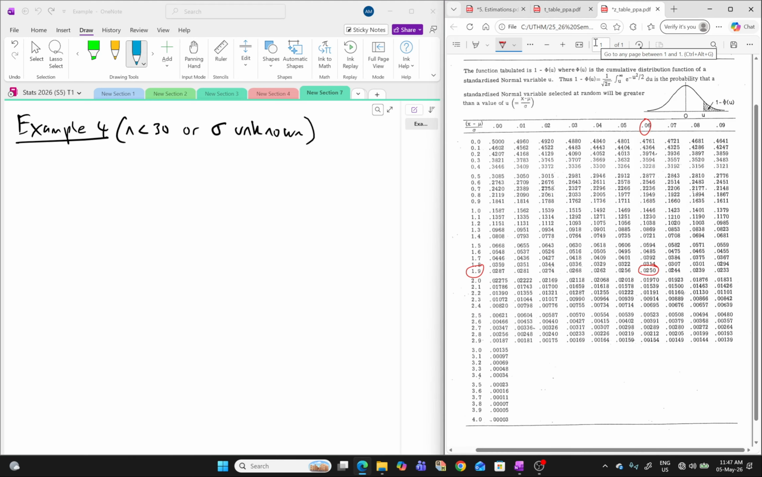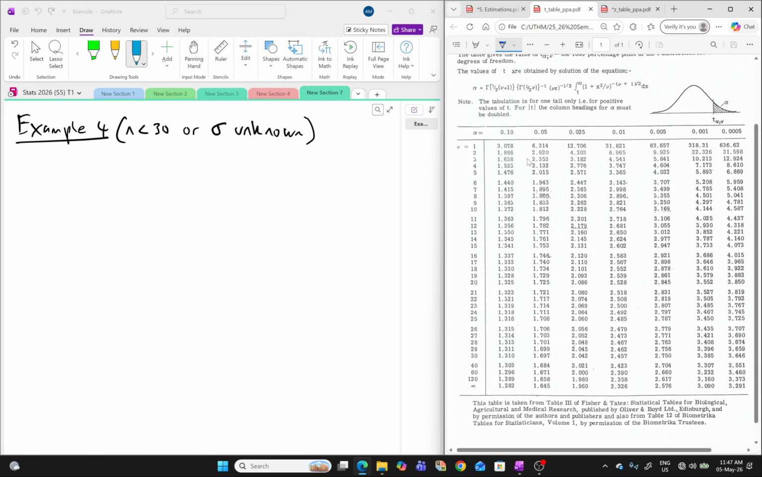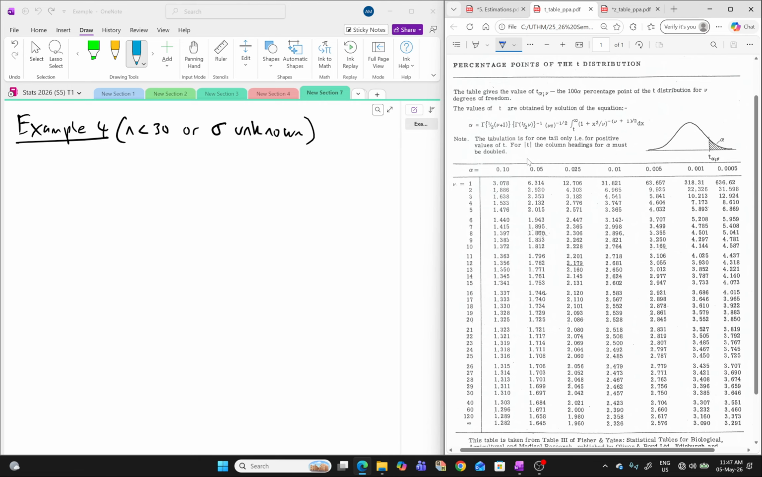Okay, yang ini kita tak guna sebab dia bukan normal sekarang. More than 30 it is considered normal. Less than 30 we don't use Z table, we're going to use T table here. The table we learned how to read in the previous classes. So the formula is slightly different now.